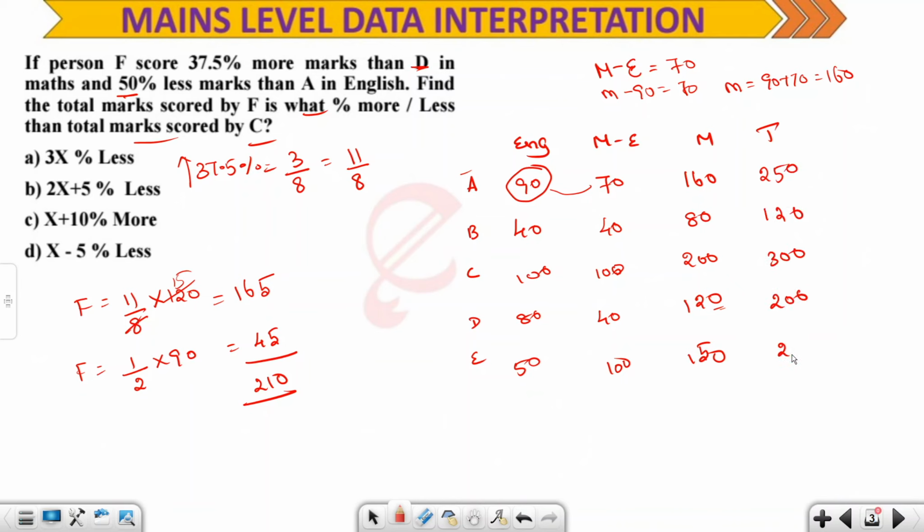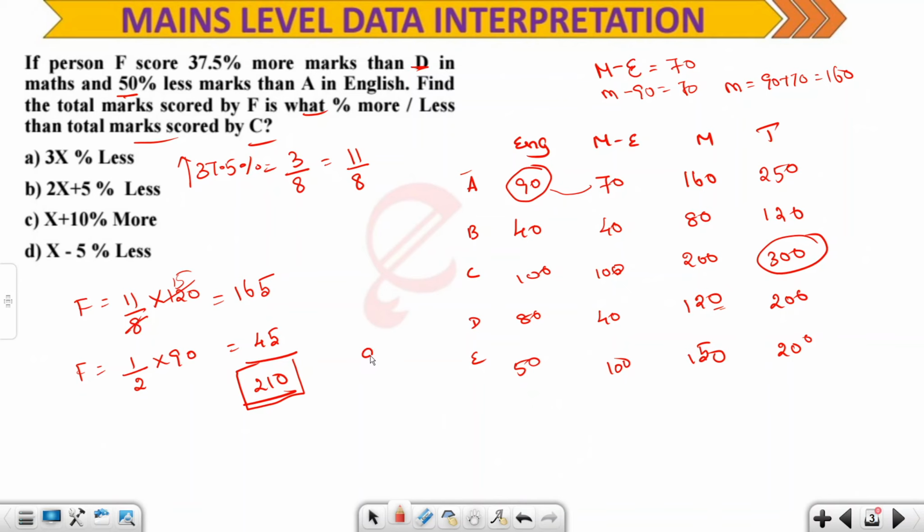200 and 200. Now the question is, marks scored by F is what percentage more or less when compared with C? See, F scored how much? 210. C scored how much? 300. So it is more or less. Yes, definitely it is less.